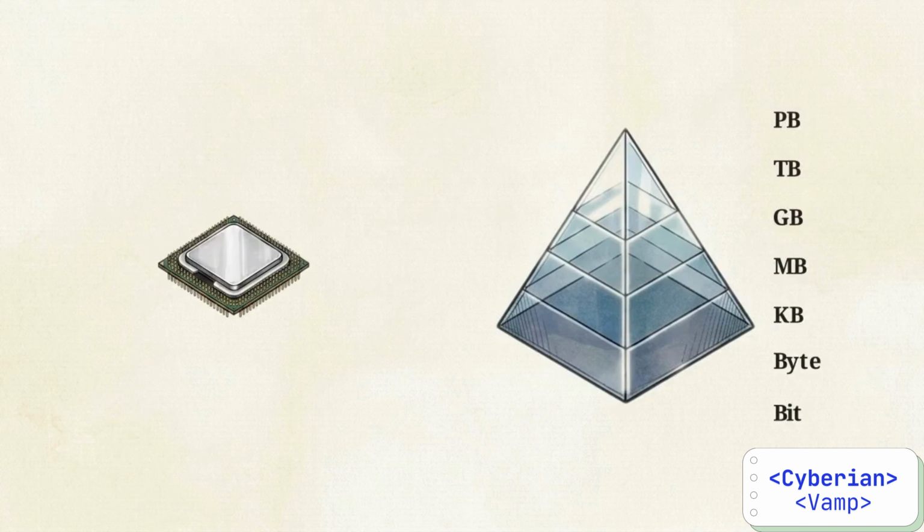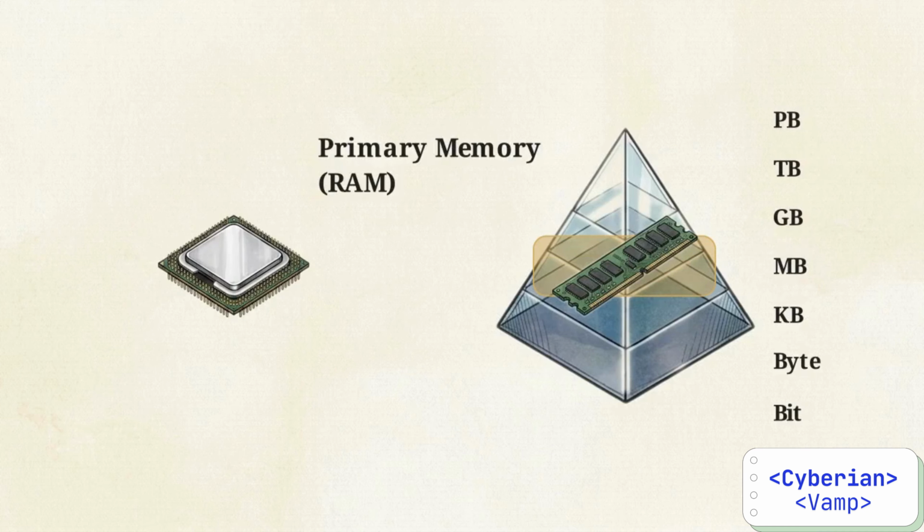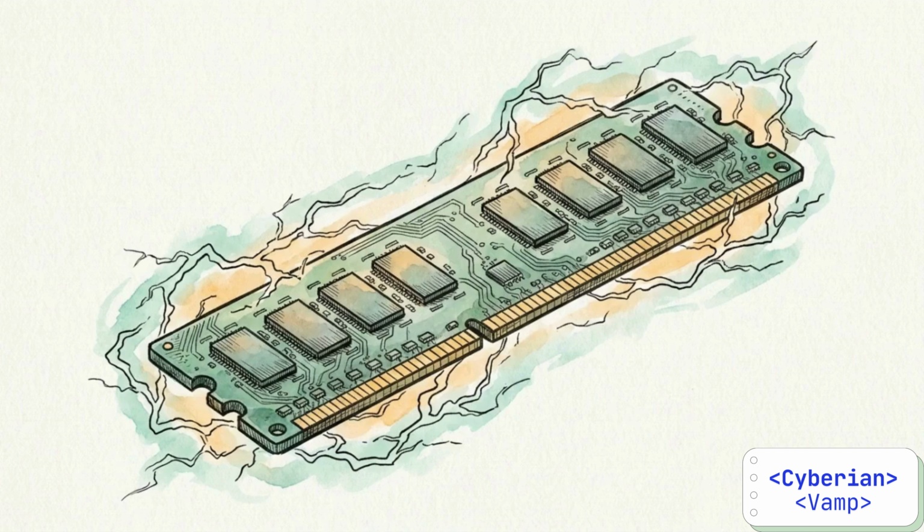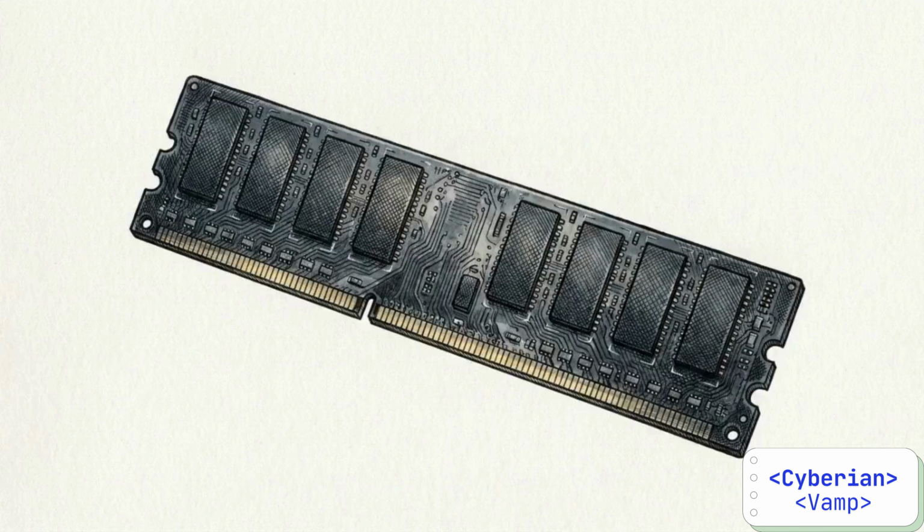The main workspace for the processor is primary memory, commonly known as RAM. This layer is directly accessible by the CPU, holding the active data for tasks currently running. But primary memory is volatile. It requires continuous electrical power to hold information. If the power drops, the data stored here is wiped clean.